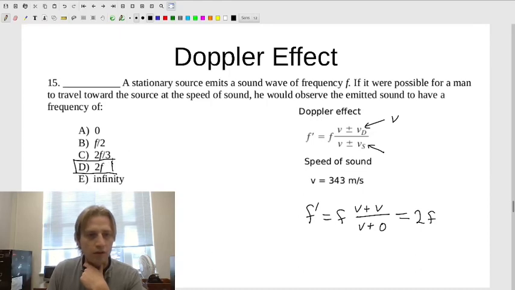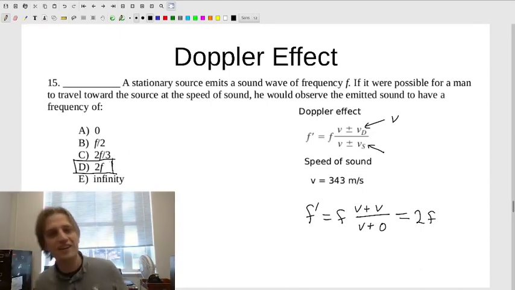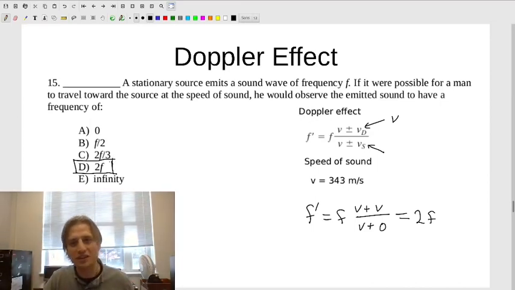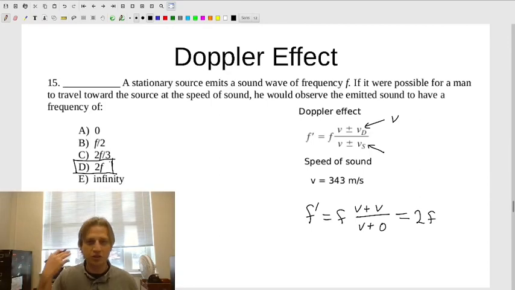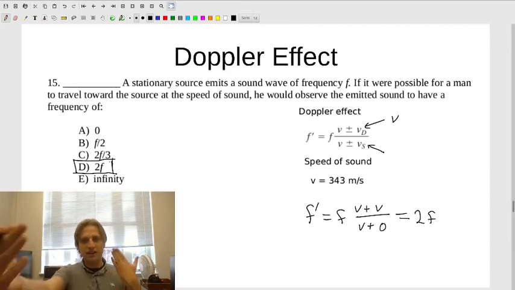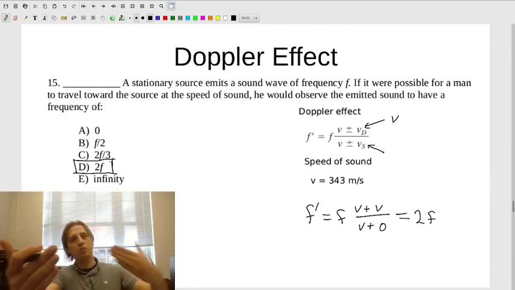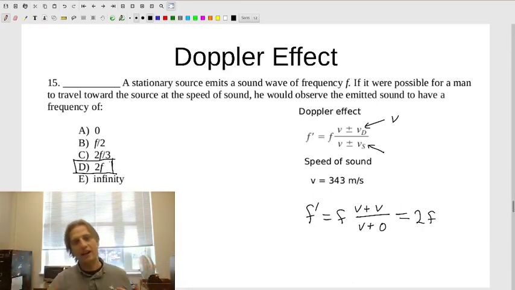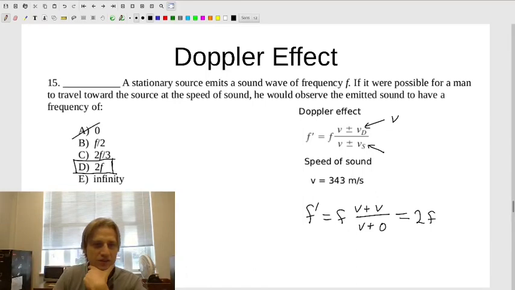On the other hand, it seems like you could possibly get this one even without the equation, because it's a source and you're going towards it, and as you go towards it, you're experiencing more waves per second, and so the frequency would have to go up. These are all smaller. 0 is small, f over 2 is smaller, 2/3 f is smaller than f. 2f is the only one that's bigger than f, and infinity seems a little unreasonable. So there you go.